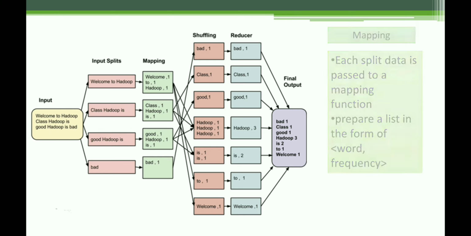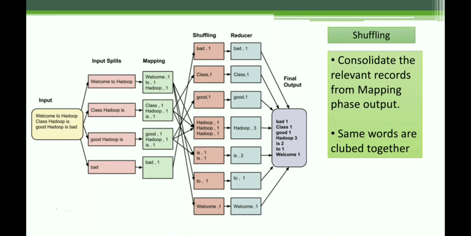Then the next phase is shuffling. This phase consumes the output of the mapping phase. Its task is to consolidate the relevant records from the mapping phase output. In our example, the same words are clubbed together along with their respective frequencies.